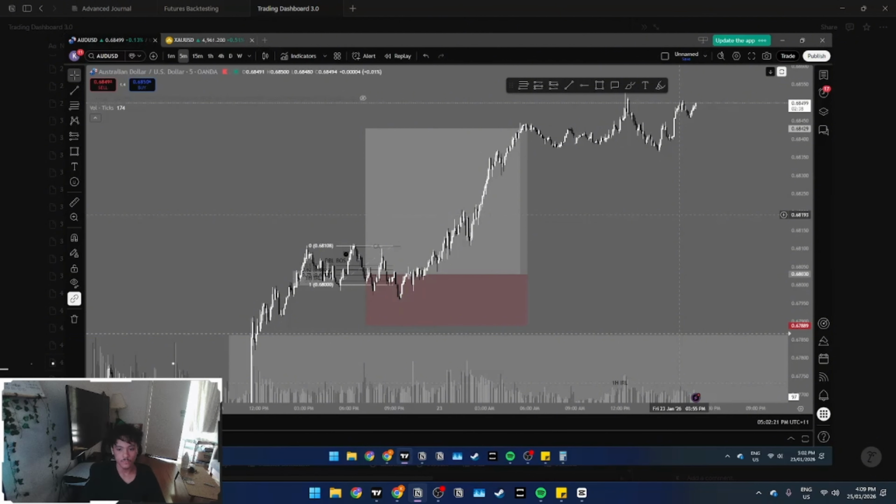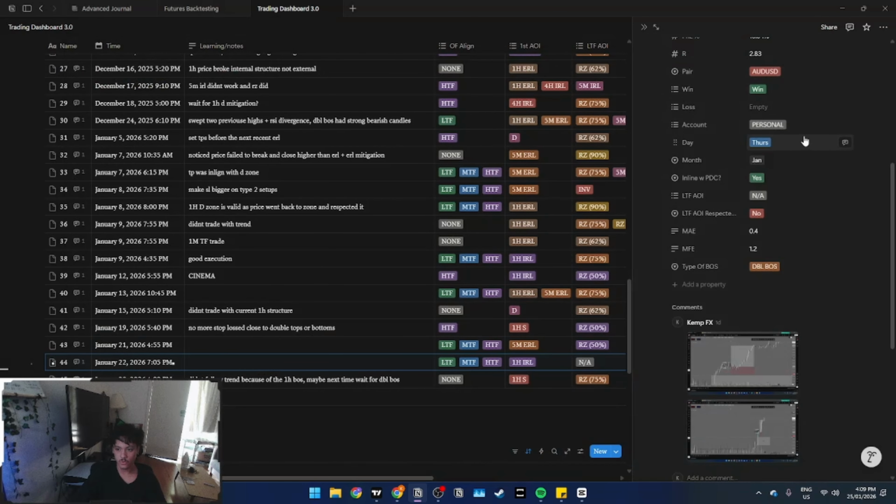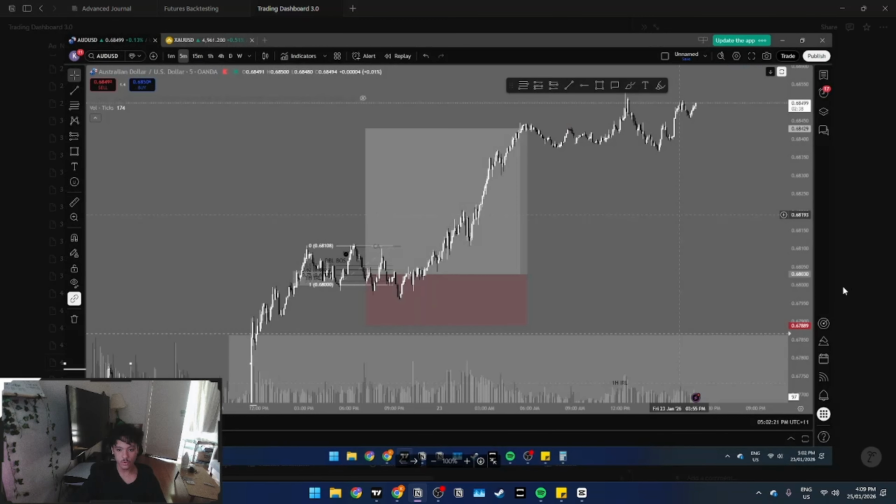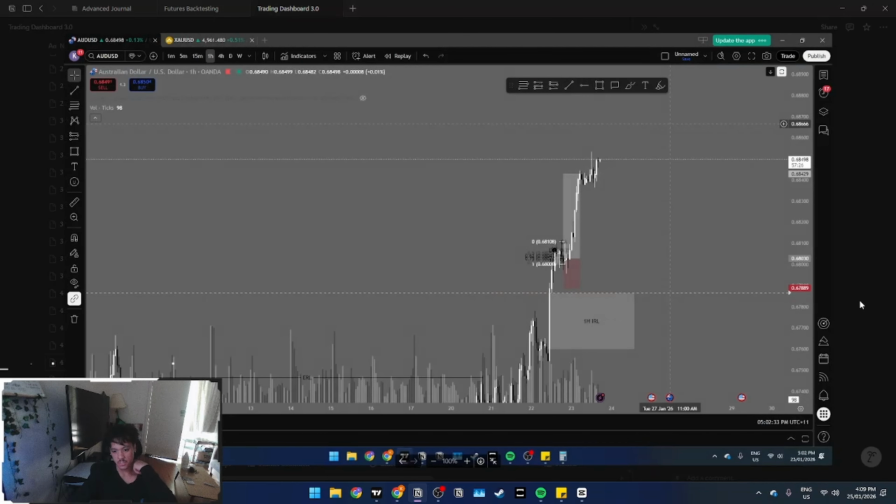Because I had a pretty, so I knew AUD USD was bullish, and this setup just felt nice. So I impulse entered. But yeah, we did result in a 2.83 risk to reward. Pretty happy with that. This is what it looks like in the higher time frame.